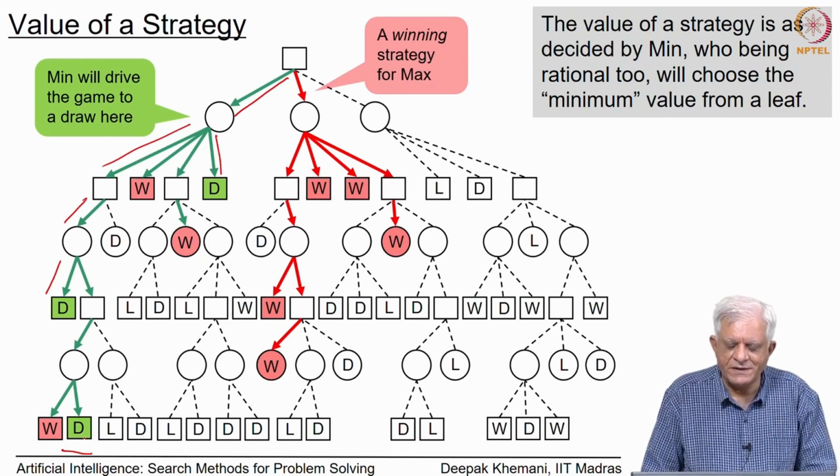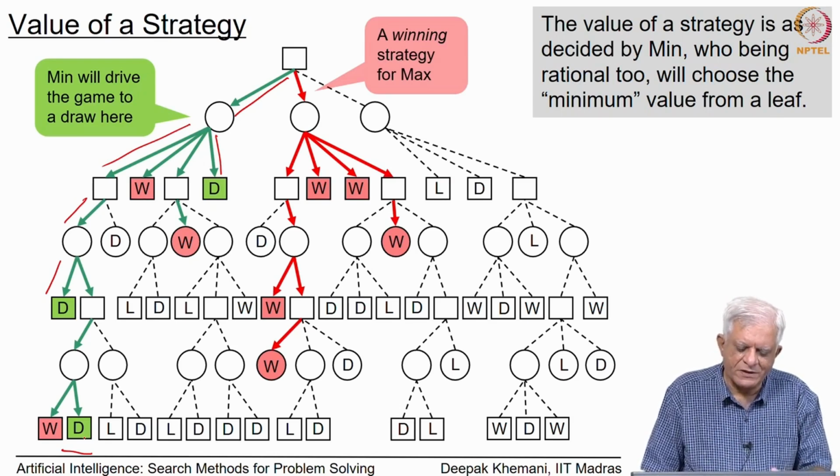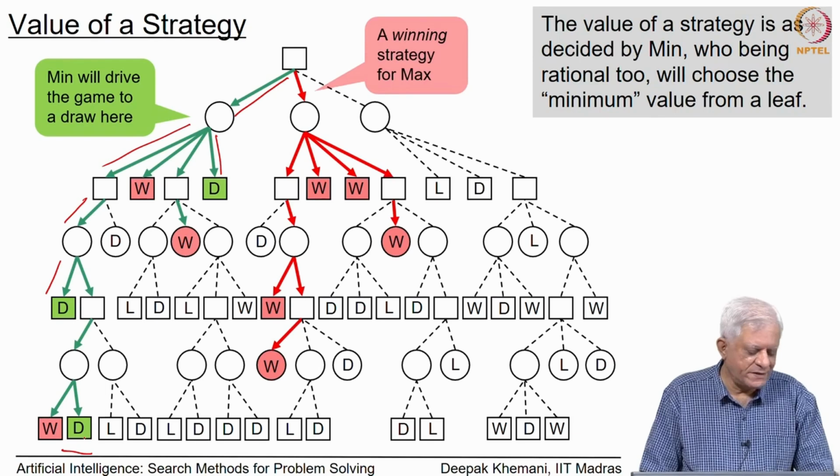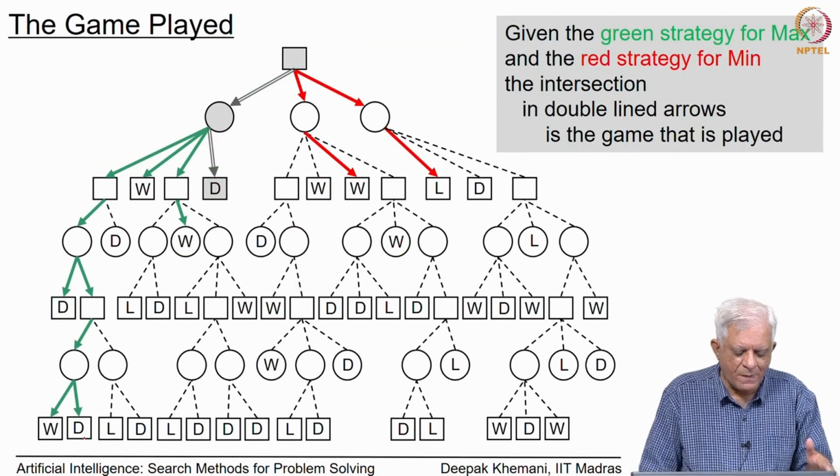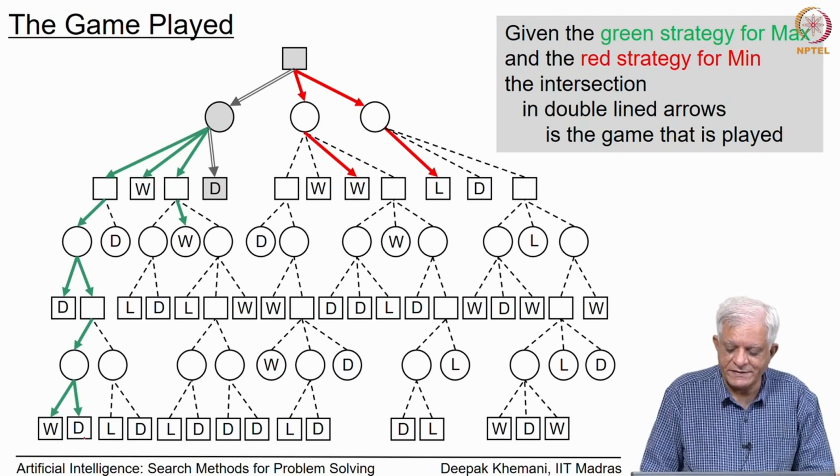In a strategy for min, you would make one choice for min node and all choices for max node. So, min can also analyze this particular game tree and say that this is my strategy. So, let us say now the red subtree is a strategy for min.